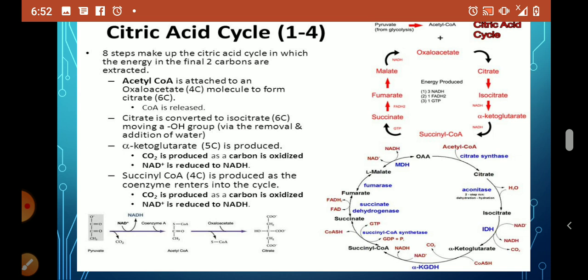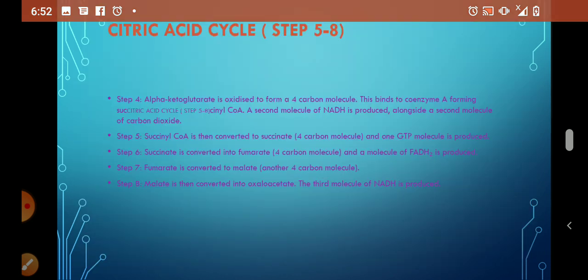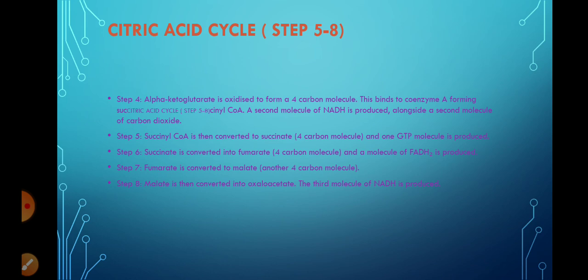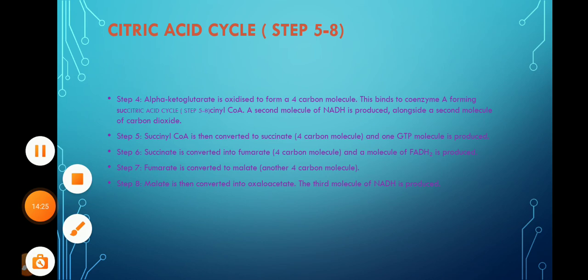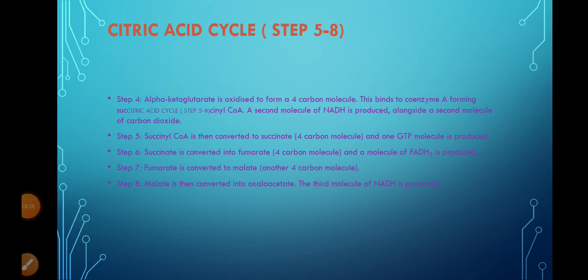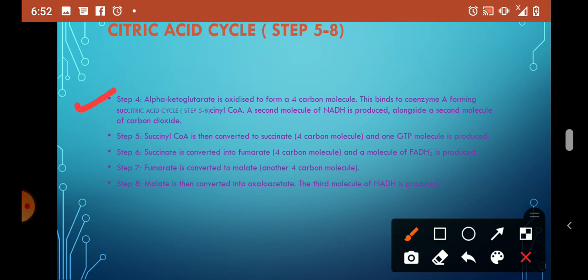Now we will see the next reactions of the citric acid cycle, steps 5 to 8. In step number 4, alpha ketoglutarate is oxidized to a 4 carbon compound, succinyl coenzyme A. In step number 5, succinyl coenzyme A is converted into succinate, also a 4 carbon compound.